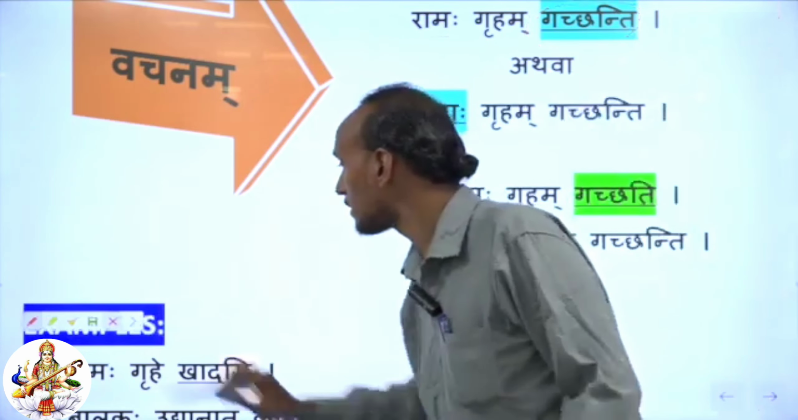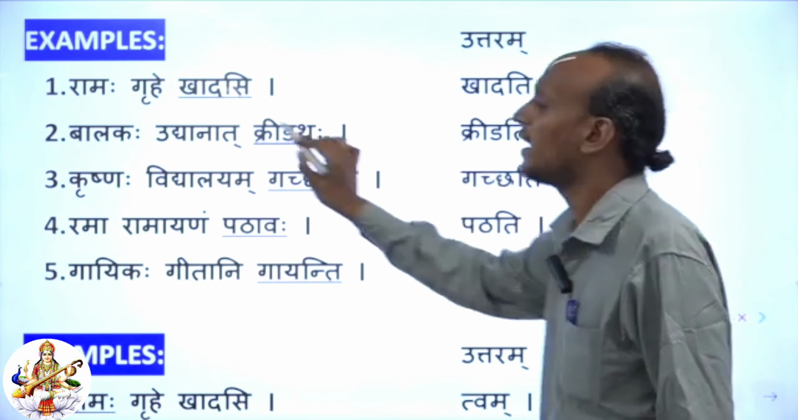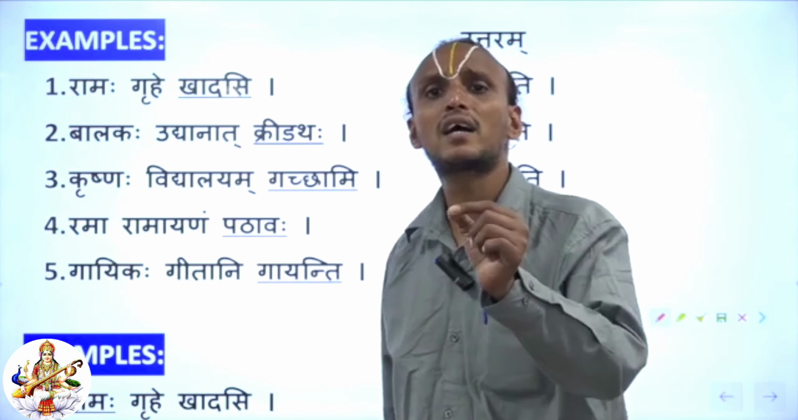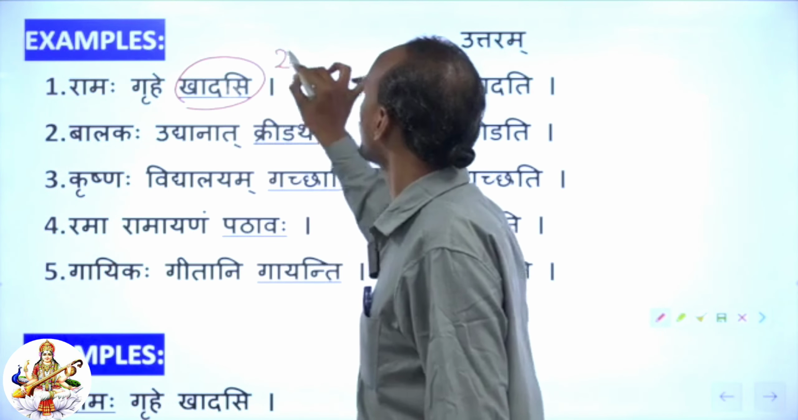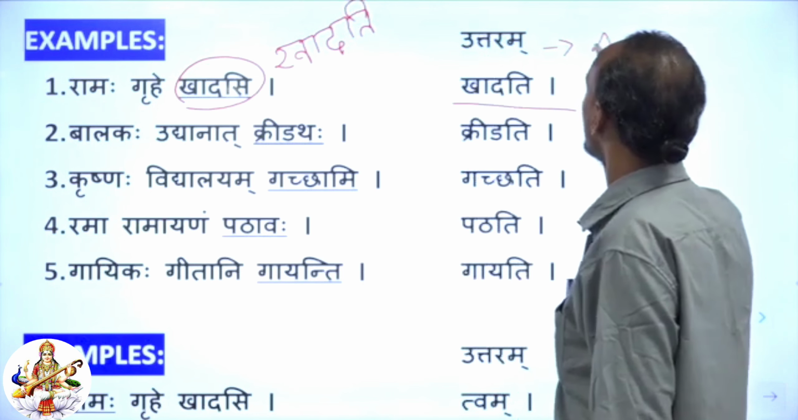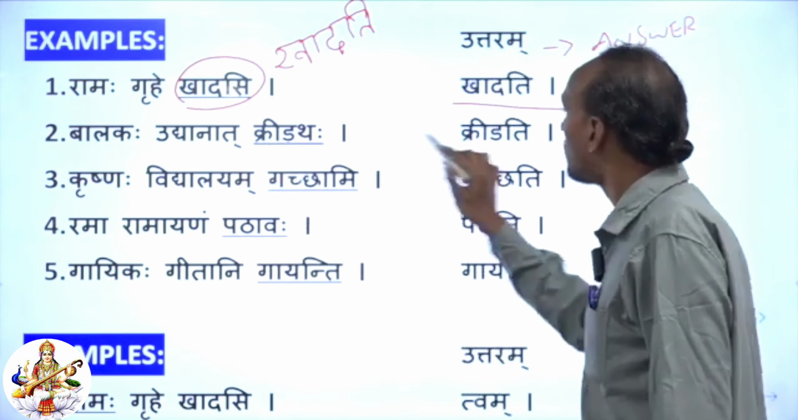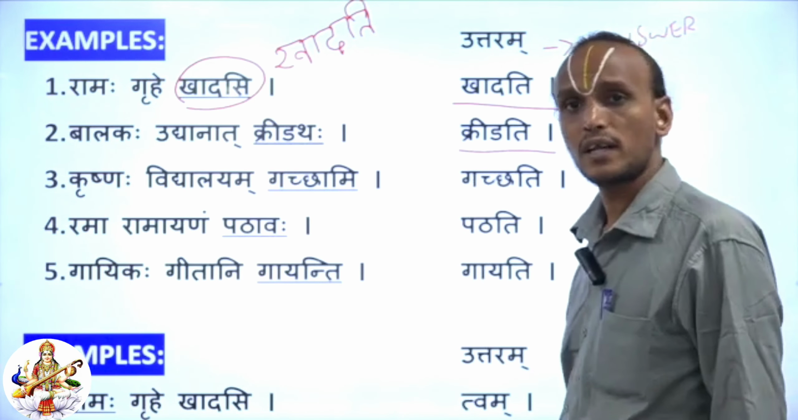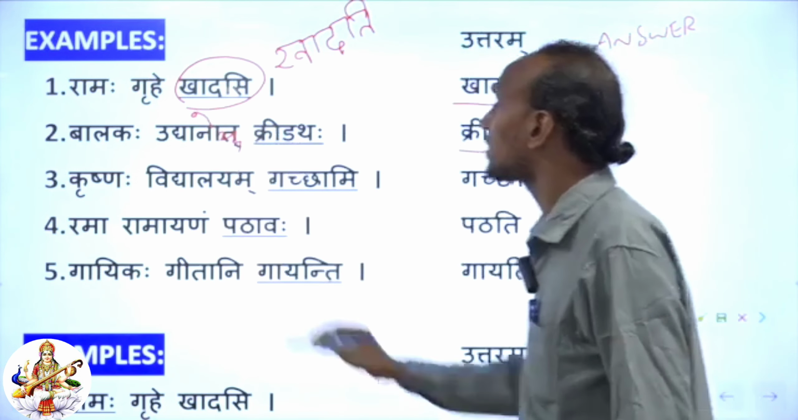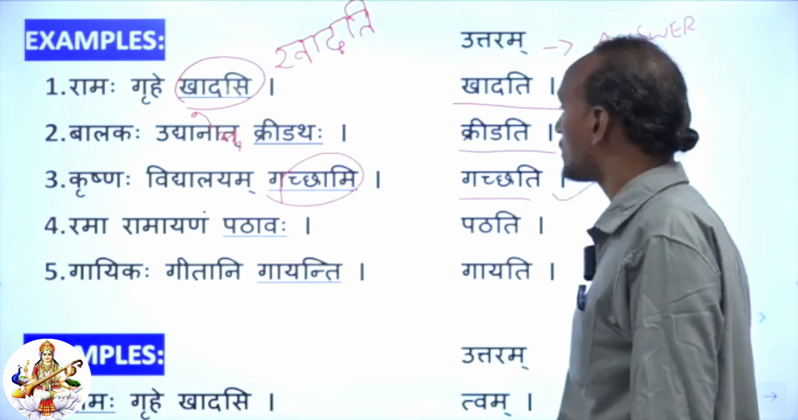They have given some more examples. See here. Ramaha grihe khadasi, they have given. Khadasi, will it come? No. Ramaha grihe khadati. This will not come. This will come. Khadati. They have given here. Uttaram means answers. Answer: Balakaha udyane kridati. Okay, children. Actually, here they have given udyanati, but it should be udyane, not udyanat. Then Krishnaha vidyalayam gacchami. Is this the right sentence? No. Krishnaha vidyalayam gacchati. This is the correct one.